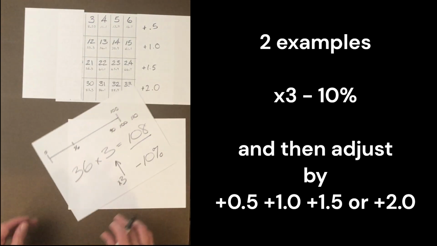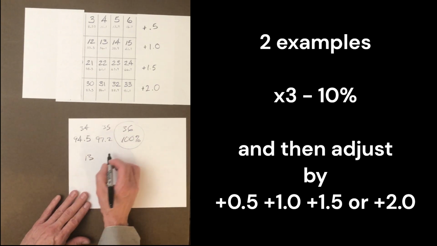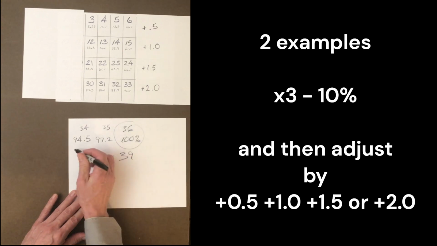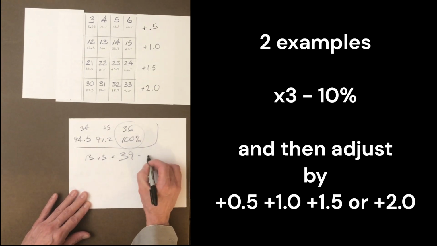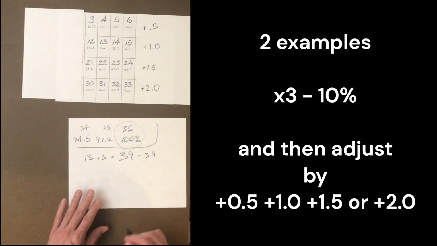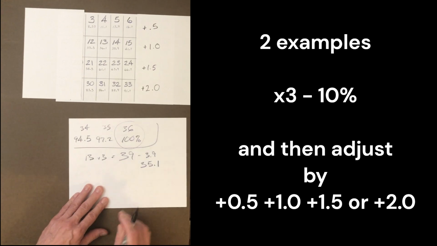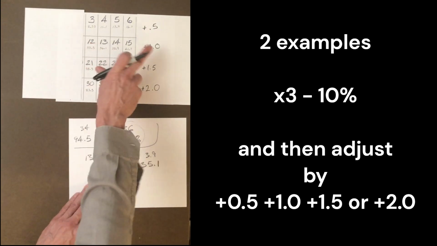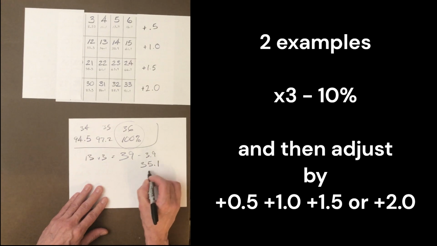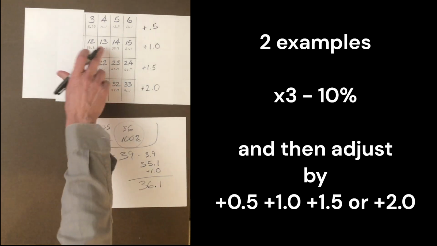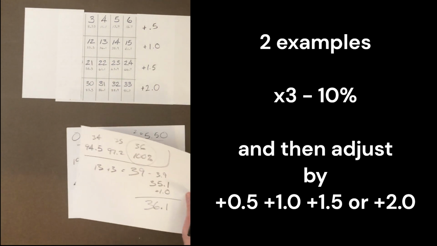using this method, times 3 minus 10%. So times 3 is 39. We're going to minus our 10%, gives us 35.1, and then we're going to add 1. 36.1. It's not always like that. This one just happens to be spot on. 36.1.